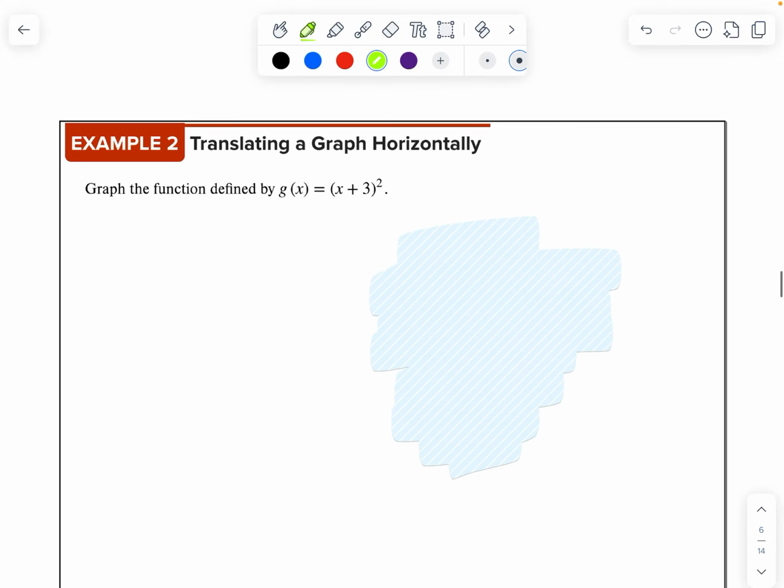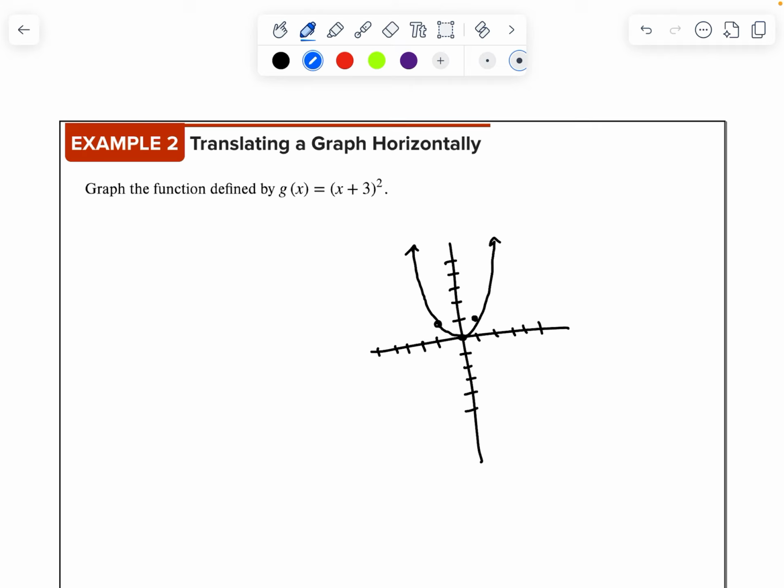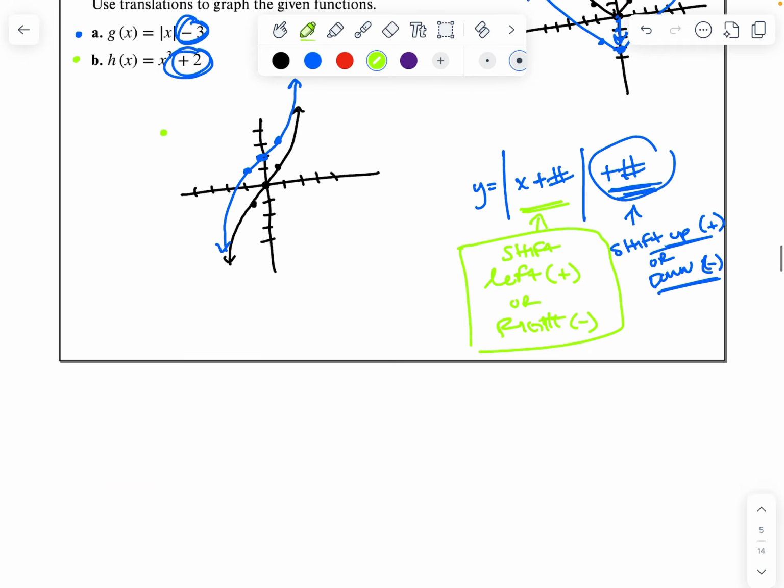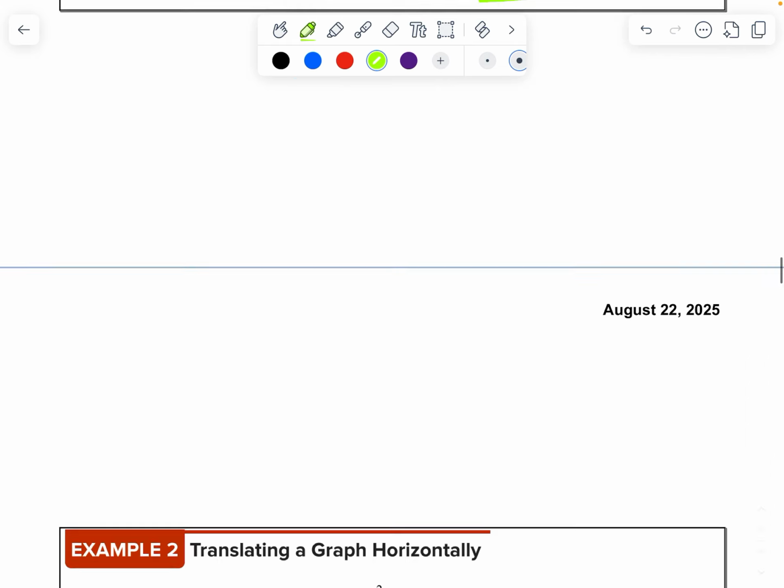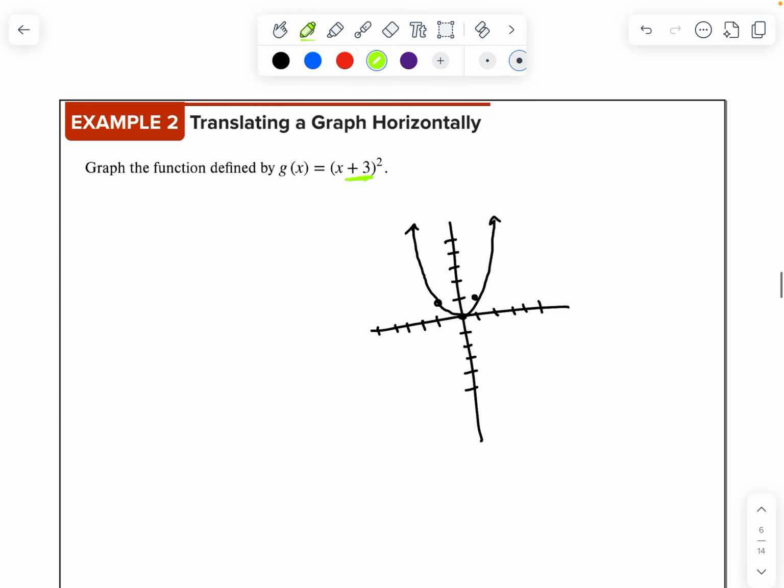So on this one, we want to know what our parent function is. It's squared. Quadratic function, the parent function for a quadratic, for an x squared, looks like this. It goes through 0, 0, 1, 1, negative 1, negative 1. And what we have here is a plus 3 inside. If we go back and look at our note, a plus inside is going to shift it left. So we need to shift this entire thing left 3 units. 1, 2, 3. Every single point, I'm shifting left 3, left 3. And then I can draw the same exact basic shape.